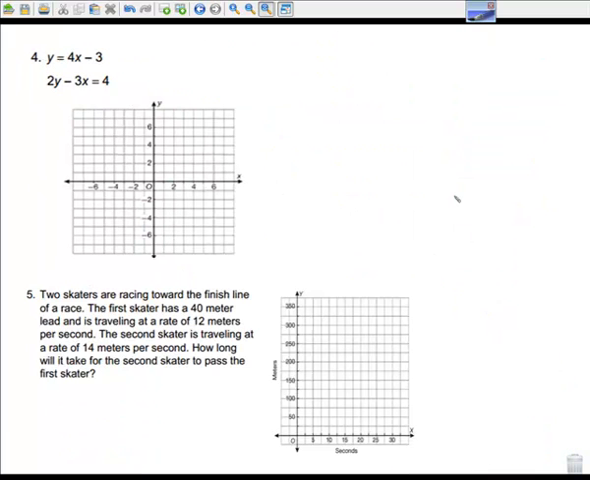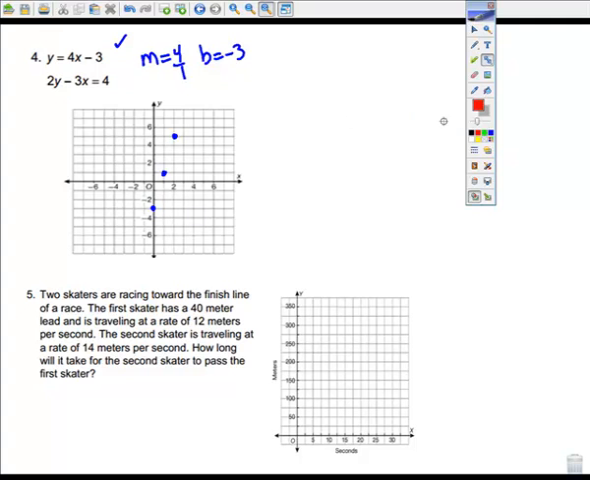Let's try another one. This one is in slope-intercept form, so the slope is 4. The y-intercept is negative 3. So I'll come down to negative 3. My slope is technically 4 over 1. So up 4, 1, 2, 3, 4, and over 1. I like to do a few points just to get enough to line up for my line here. So I'll tweak it just a little bit. There we go.